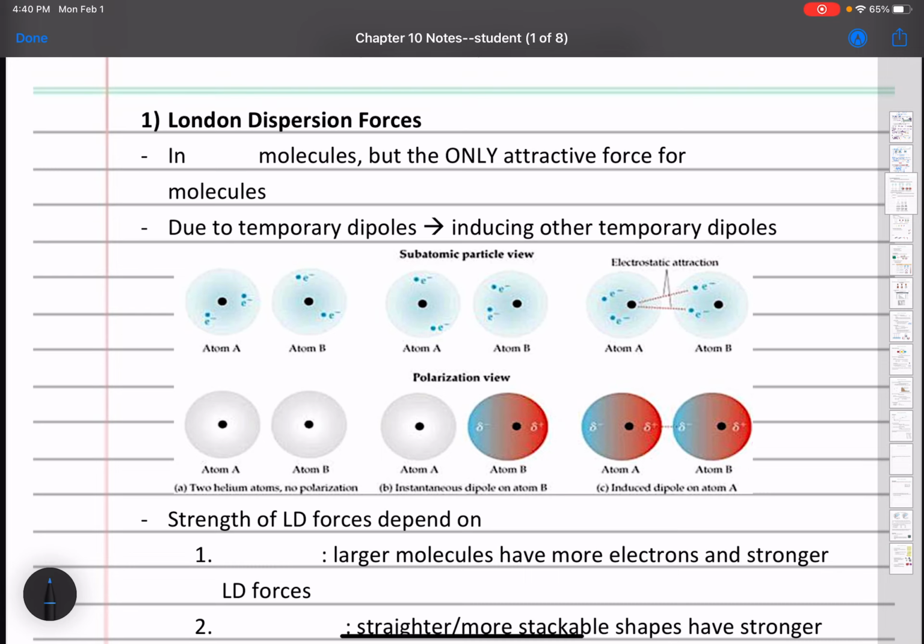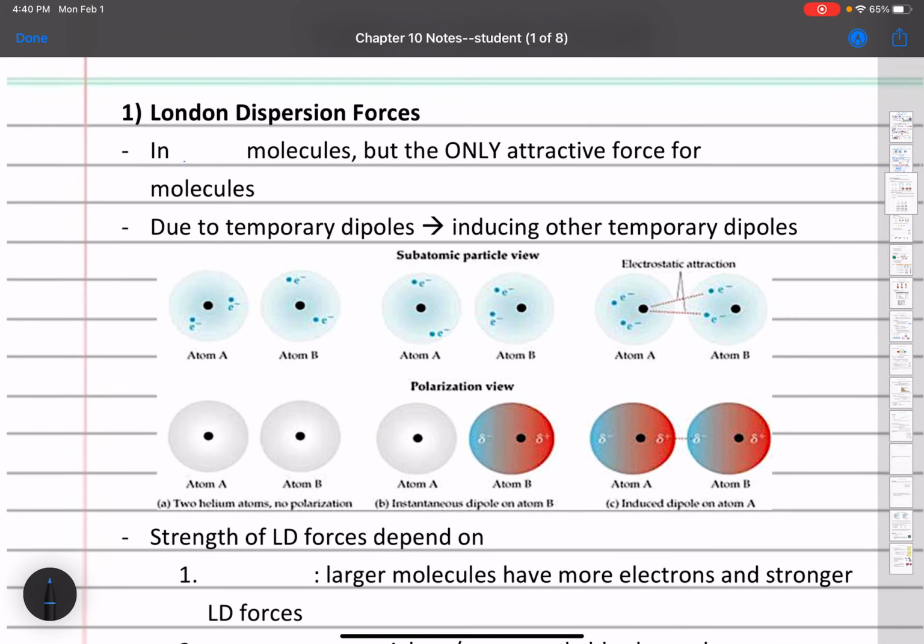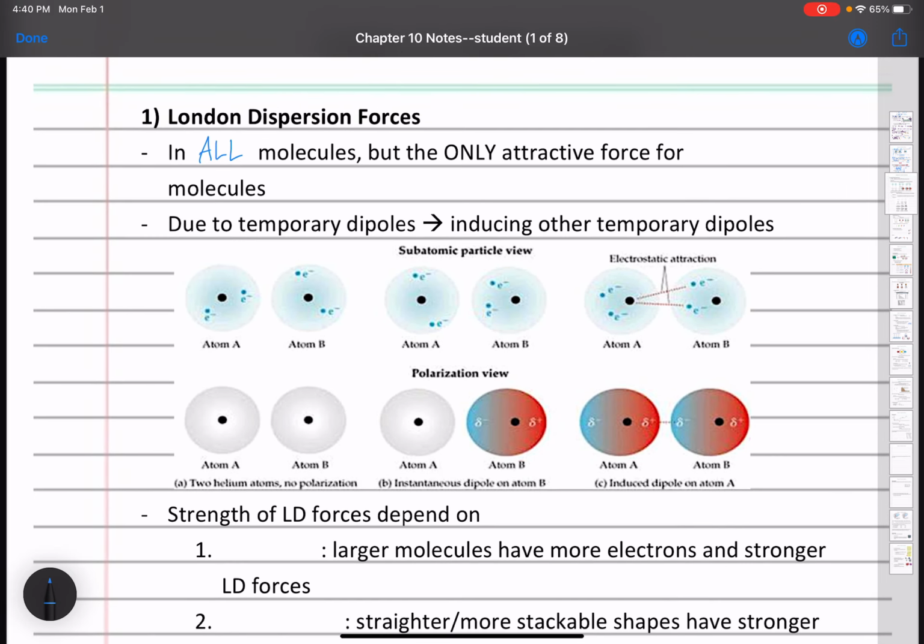So London dispersion forces are in all molecules, okay? But it's the only attractive force that exists in nonpolar molecules. So what is a London dispersion force? London dispersion forces are due to temporary dipoles that form when electrons are flying around.